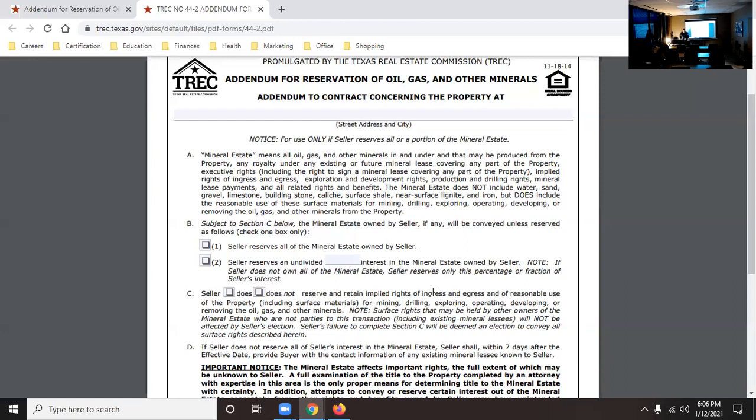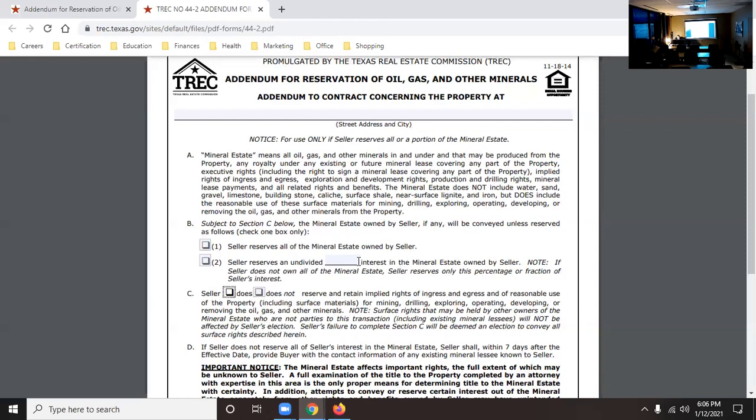So, if your client happens to be the seller, and they want to reserve all minerals, then right here, you would check box 1, okay? And if they want to reserve or retain any implied rights of ingress or egress, you would check does, okay? If they want to do an undivided interest, it is imperative that you actually don't even complete this form. You need to have an attorney draft one up or take this form and have an attorney edit it and sign off on it, okay?